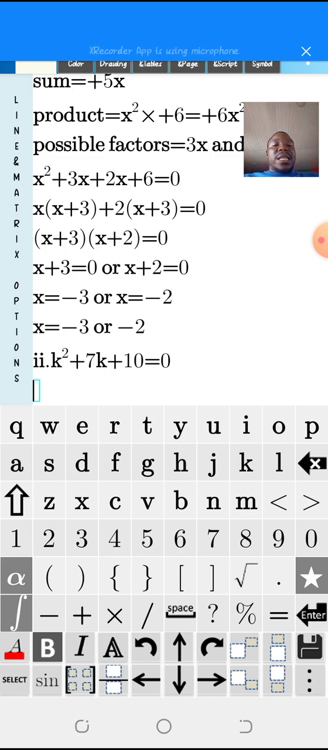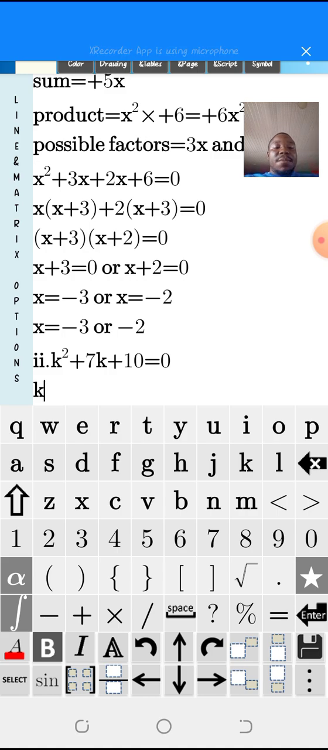So you look for two numbers that will give you 7 when you add, and then when you multiply them, it will give you 10. And of course, the factors of 10 are 1, 2, 5, and 10. Therefore, out of these factors, the two numbers that will give you plus 10 when you multiply, and then when you add give you plus 7 are plus 5 and plus 2. Okay? So you quickly replace the sum, which is the middle term, with those two factors.